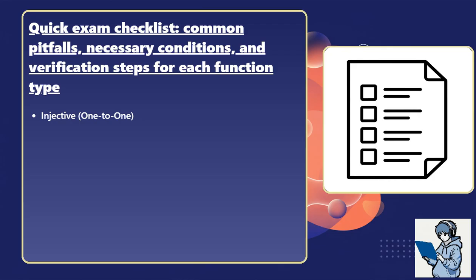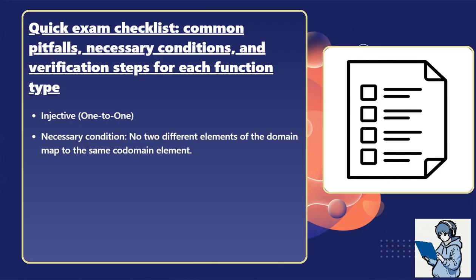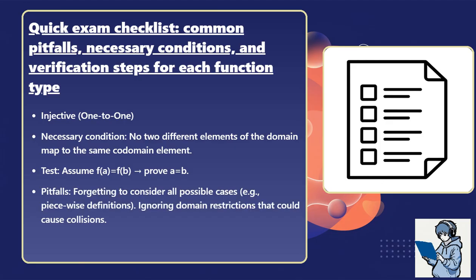Injective, or one-to-one. Necessary condition: no two different elements of the domain map to the same codomain element. Test: assume f of a equals f of b, then prove a equals b. Pitfalls: forgetting to consider all possible cases, for example piecewise definitions, and ignoring domain restrictions that could cause collisions.